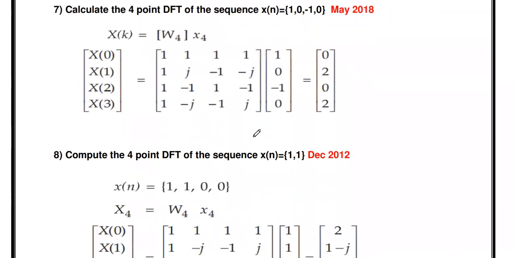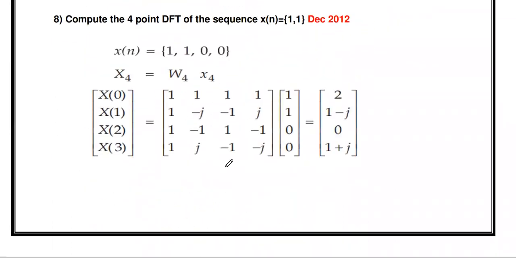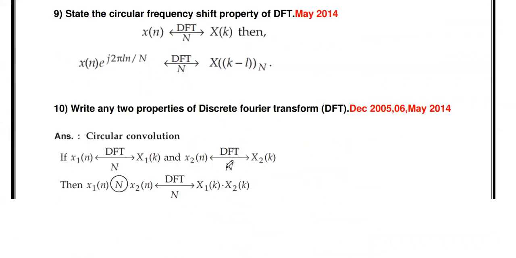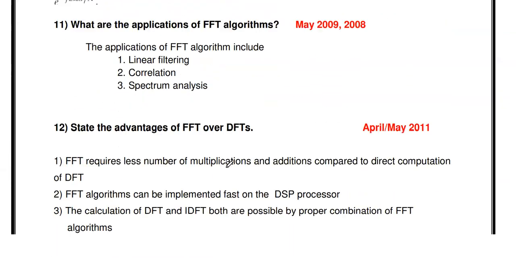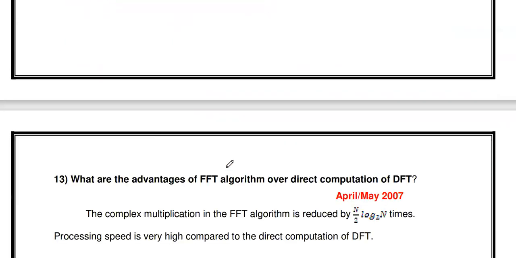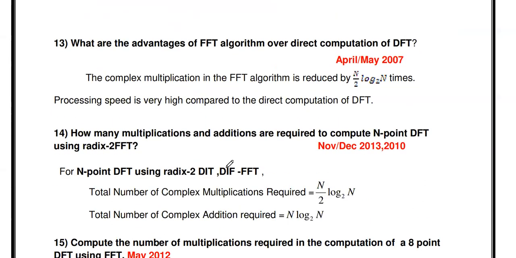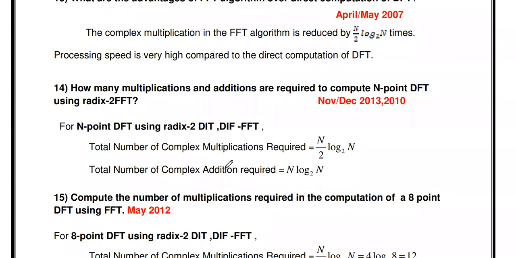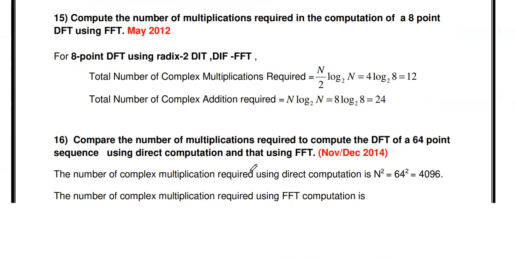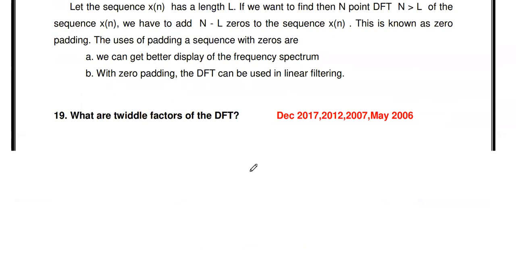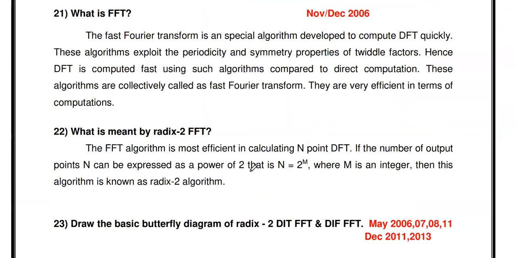Okay, so in the previous video we discussed the DFT, how to find the 4-point DFT problems, then properties of DFT, then the advantages of FFT over DFT, and how many computations are required to perform the N-point DFT in radix 2 FFT. So now we are going to see the remaining 2-mark questions.